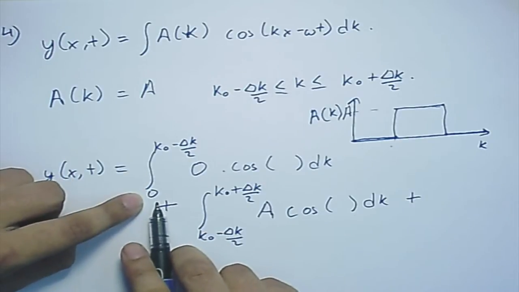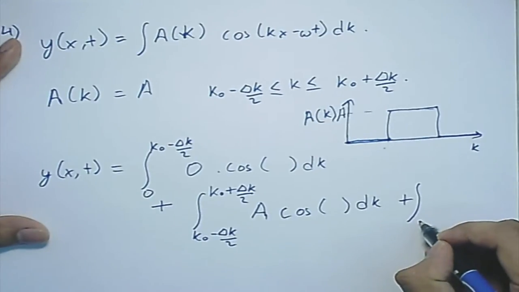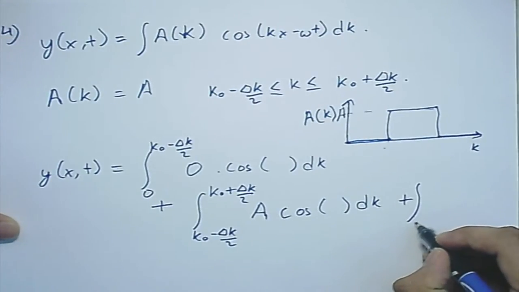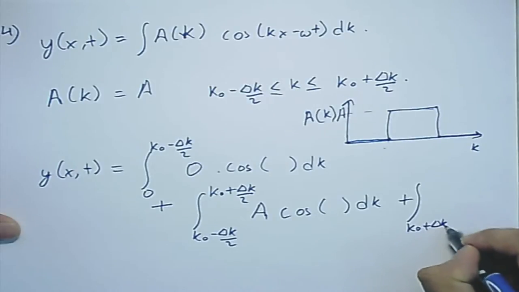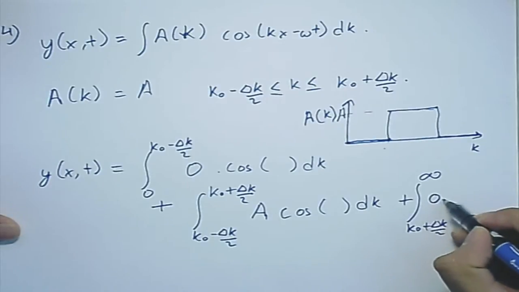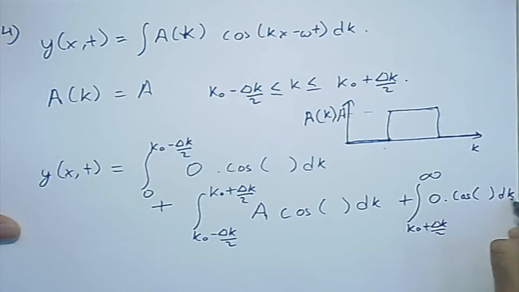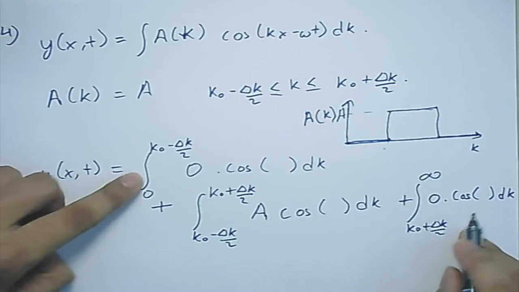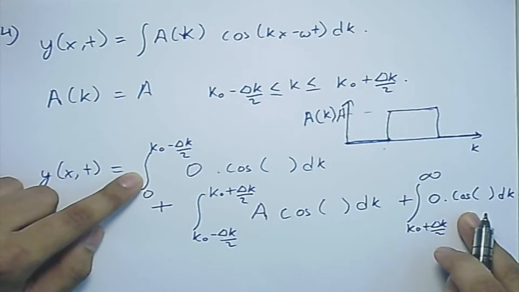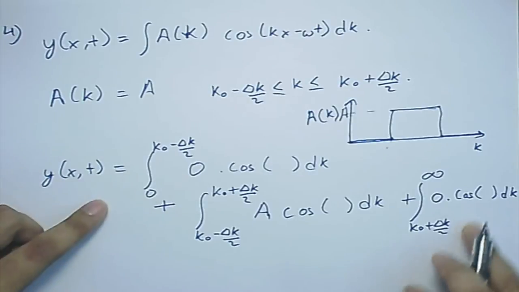plus the third term would be exactly as this term, except that the integral would be from k naught plus delta k over 2 till infinity. And again, the coefficient would be 0 times cos of something times dk. So again, these two integrals would be 0, obviously, because the coefficients are given as 0.